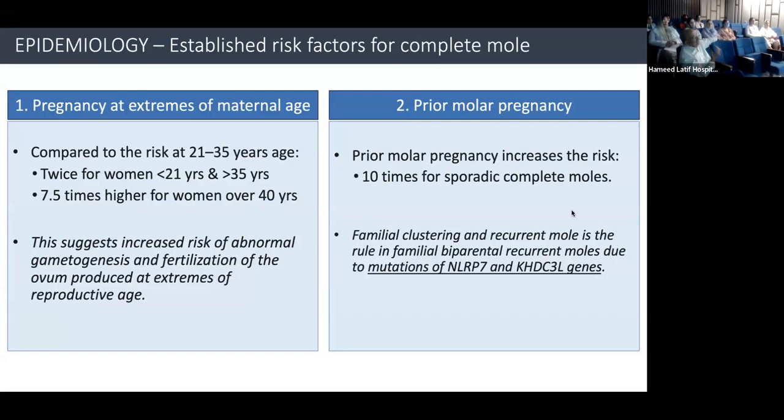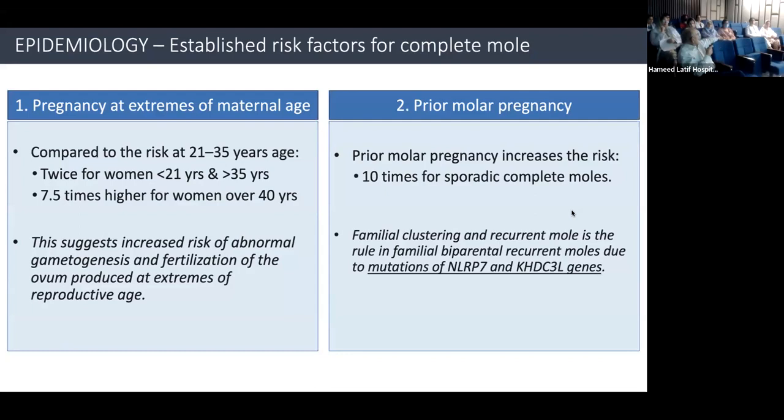We know that the capacity of the ova after the age of 40 to get fertilized and produce a pregnancy is decreased compared to the capacity of the ova between the ages of say 20 and 40. And therefore, this may be a factor in the incidence related to age. And if there is a previous history of molar pregnancy, those women are 10 times more likely to have a repeat mole. And we had a few cases of recurrent moles.